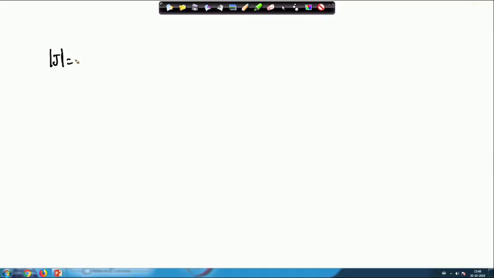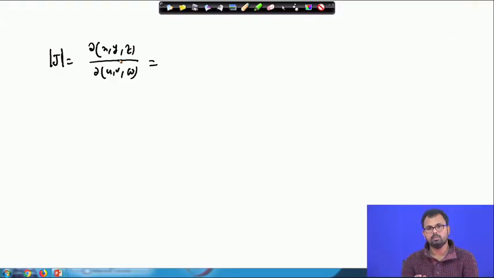For a function of two variables, the Jacobian was given as del (x, y) over del (u, v). Now, if we want the Jacobian for a function of three variables, we write del (x, y, z) over del (u, v, w). This is a standard way of changing variables in the integral, and in order to do that we need to calculate the Jacobian, which is given in this fashion.